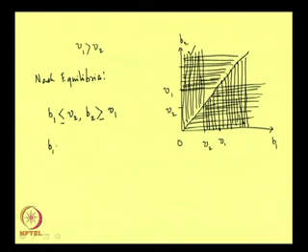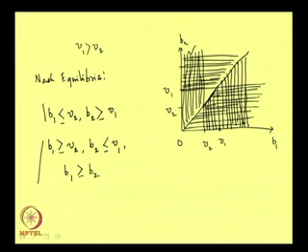B1 is greater than or equal to V2, B2 is less than or equal to V1, and B1 is greater than or equal to B2. This line is basically important. I have to consider points only to the right of this line. So, this is a set of Nash equilibrium and this is a set of Nash equilibrium.